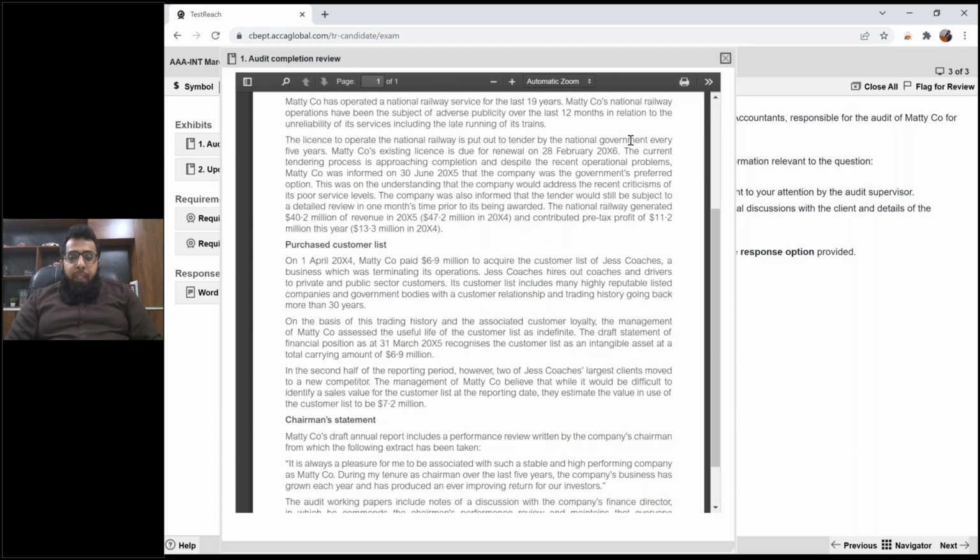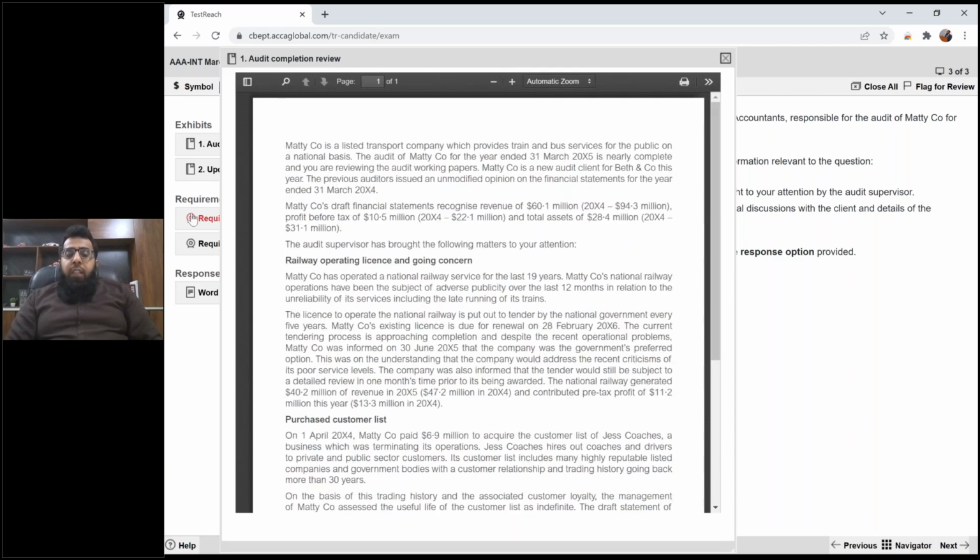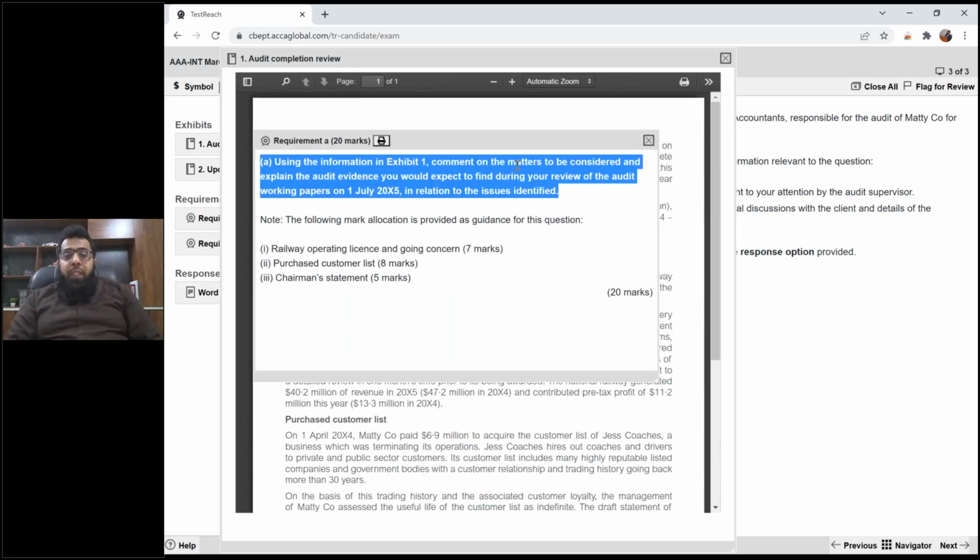If you look at the requirement part A, which is of 20 marks, he's asking, using the information in exhibit one, comment on the matters to be considered and explain the audit evidence you expect to find during the audit. Yes, I have a question for you. I think this is a very routine requirement. Do you agree with me or not? We have to comment on the matters to be considered and explain the audit evidences. This is one of the requirements which we see in all of our normal exams, matters to consider and audit evidences.